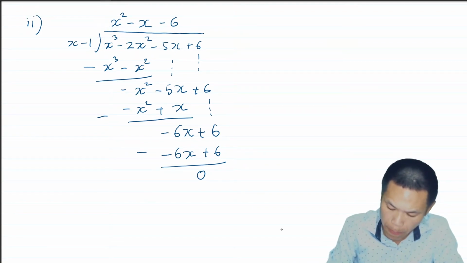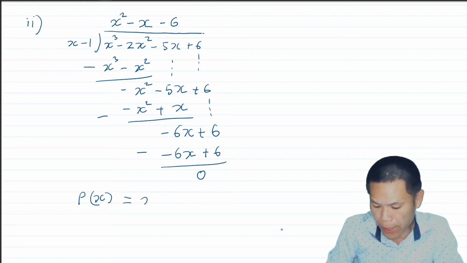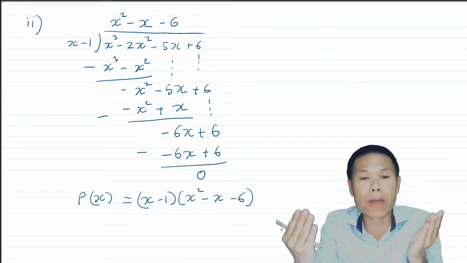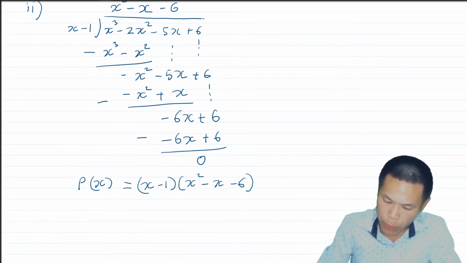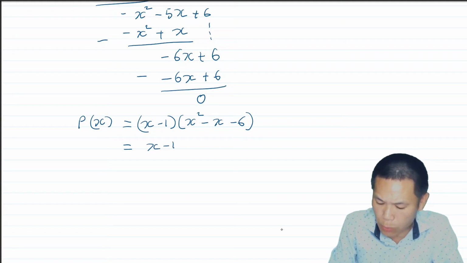So that is P of x is equal to x minus 1 times x squared minus x minus 6. And I have to factorize further, of course. So that will give me x minus 1.